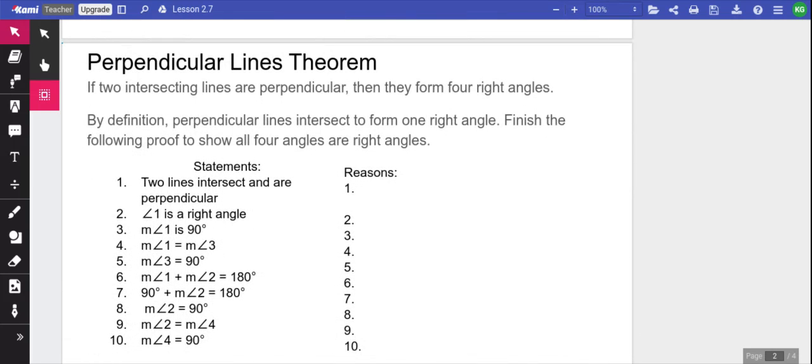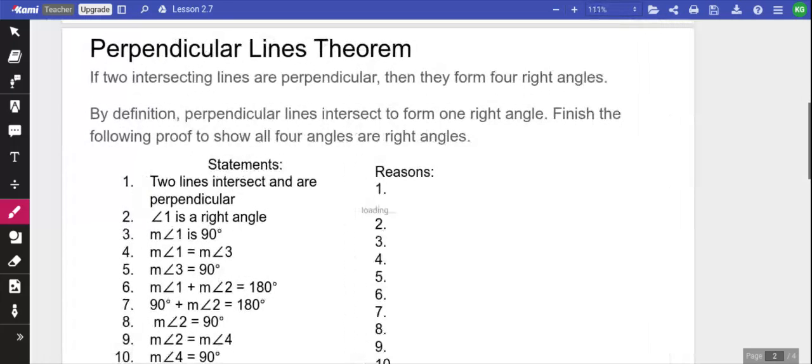So our perpendicular lines theorem says that if we have two intersecting lines that are perpendicular, then they form four right angles. By definition, perpendicular lines only intersect to form one angle. So the difference is the perpendicular lines theorem says that if you have one right angle, then you will have four. So we're going to finish the following proof to show all four angles are right angles.